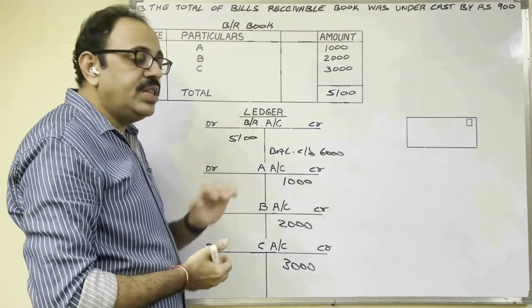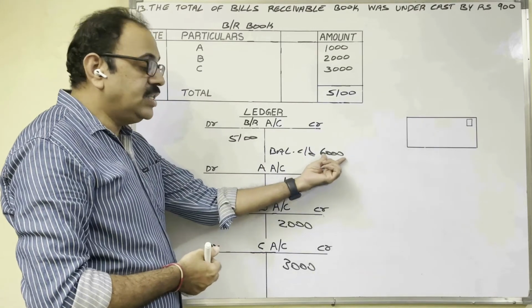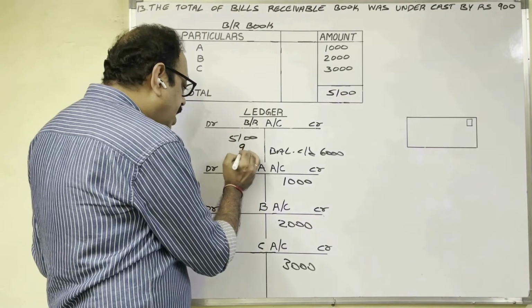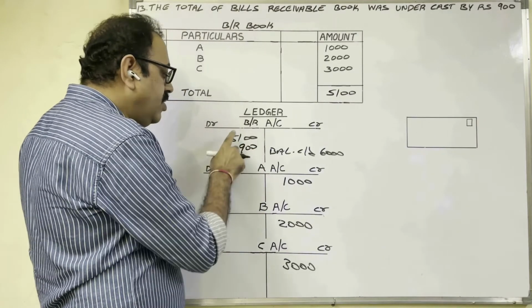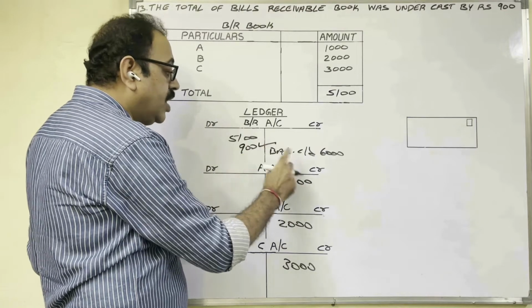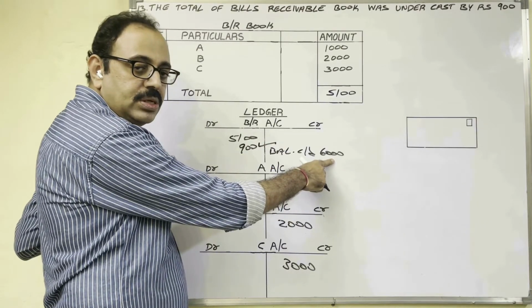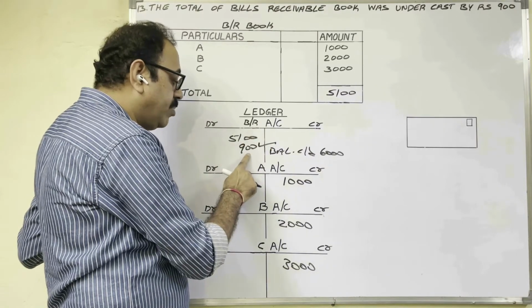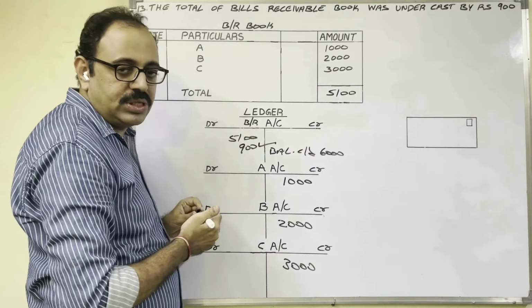Now how to rectify this error? We need 6,000 as balance carried down. If you debit 900 rupees, then 5,100 plus 900, total becomes 6,000 rupees. Our answer is bills receivables account should be debited with 900 rupees.